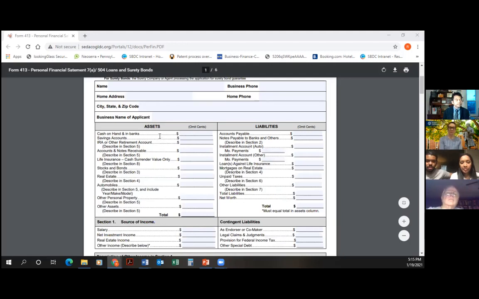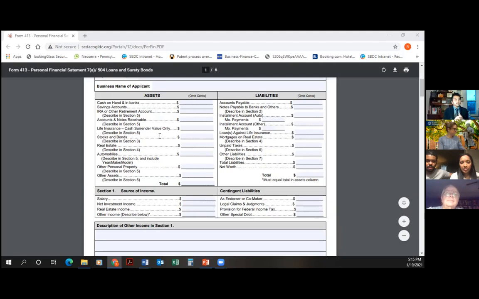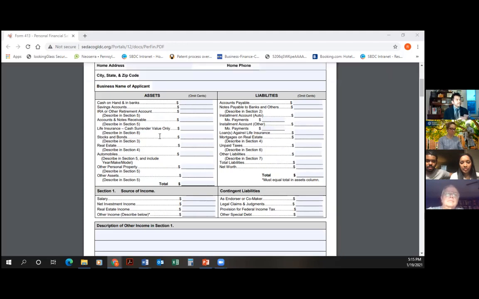So just going over here, you'll see what it's asking you for. Like I mentioned before, cash on hand, savings accounts, other liquid assets, what your life insurance is. Now look here that you only declare what your cash surrender value is, clueing you in that if you have term life insurance, you really don't fill anything in there. It's specifically for whole life. And then of course, what your real estate is.